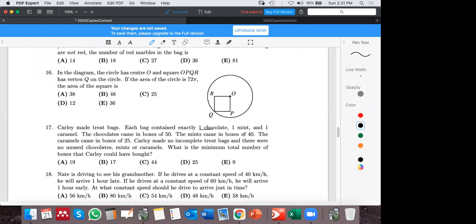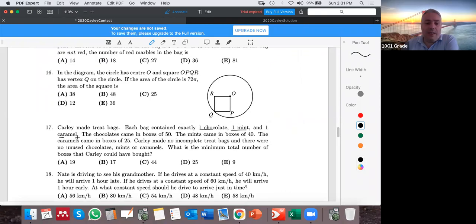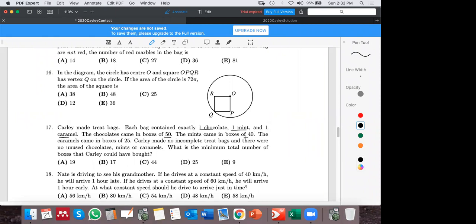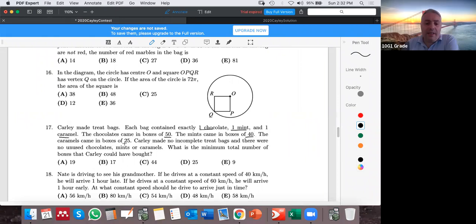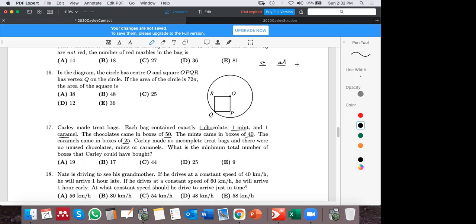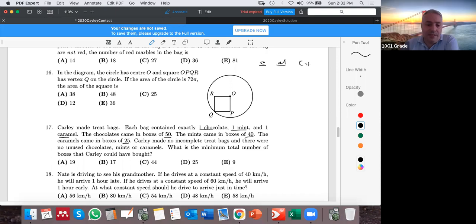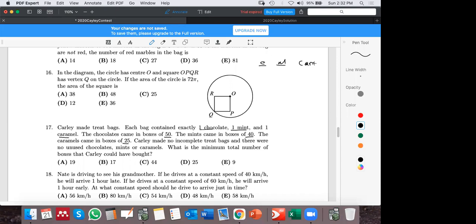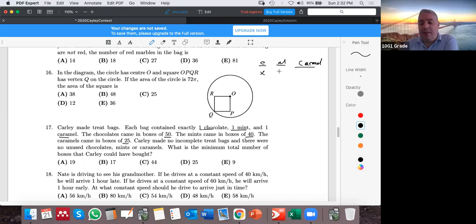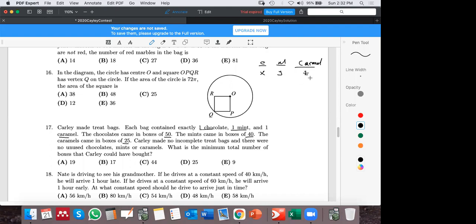One chocolate, one mint, and one caramel. The chocolate box has 50, mine has 40, and the other has 25. So if I say the chocolates are this, mine is this, and the caramels are this, let's say, how many amounts, I don't know. Let's say X amount, Y amount, and Z amount. I mean X boxes, Y boxes, Z boxes.